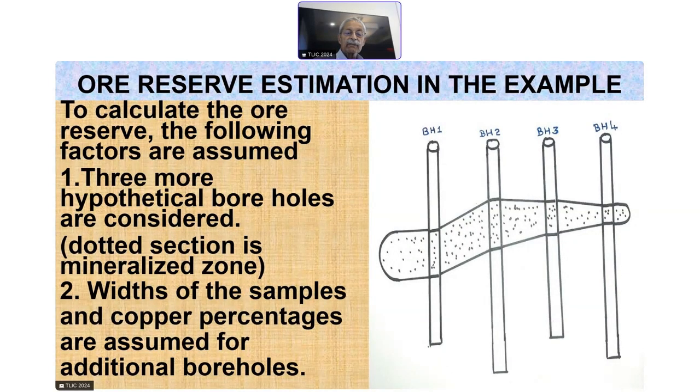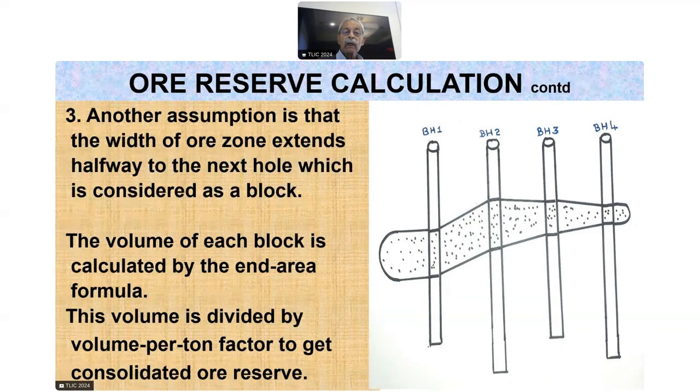Okay, the width of the sample is copper percent. For the ore reserve calculation, another assumption is the width of the sample. Now for the ore reserve calculation, we need volume. Volume of each block. This is one block. From there to here, that is one block. From there to here, that's another block. So the volume of each block is calculated by the end area formula.